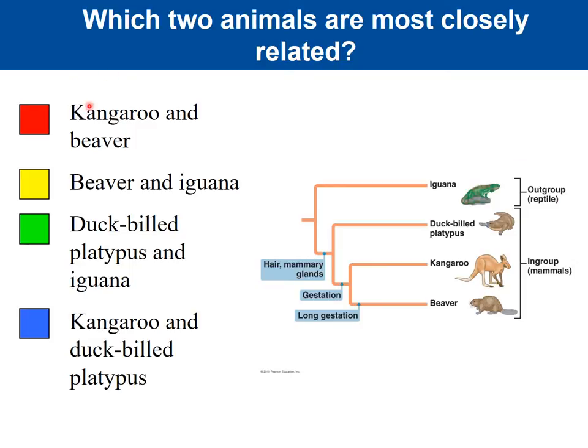Okay, if you said red, the kangaroo and the beaver, you are correct. Notice that they branched the most recently of all of these other groups. And if you look at this particular type of phylogenetic tree, notice that they even have the traits that they use to divide these. So for example, organisms on this side of the phylogenetic tree, the reason they were separated from the iguana was because these organisms had hair and mammary glands. This one does not. Gestation is going to separate the duck-billed platypus from the kangaroo and the beaver. And then the length of the gestation would separate the beaver and the kangaroo. But notice, because those branched the most recently, those are the most closely related.